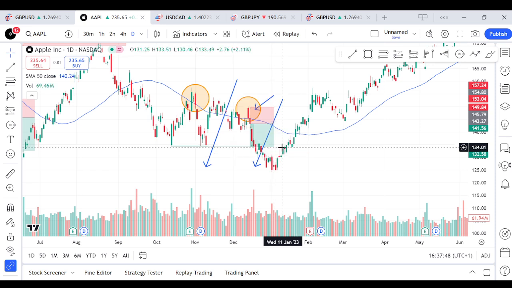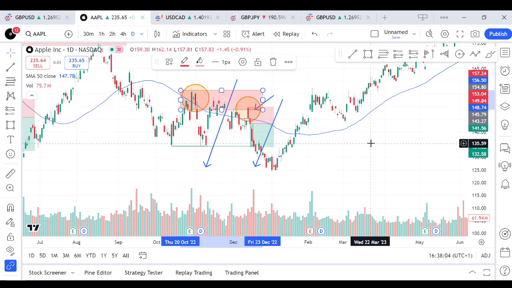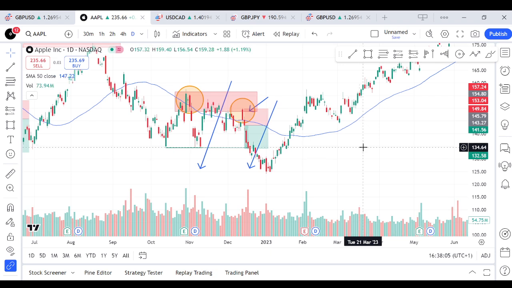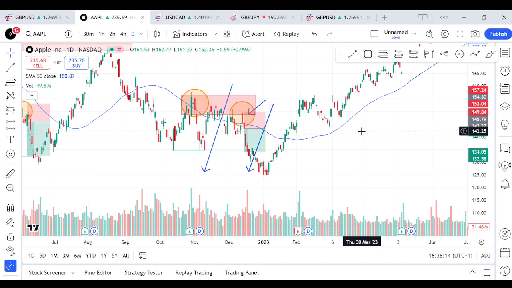So for additional confirmation, consider these technical factors. The volume should increase during the formation of the bearish belt hold. The pattern should form near a significant resistance level. And also look for bearish divergence on momentum indicators like RSI or MACD, or you could use the moving average also as added confluence. So right traders, there we have it. Tips for trading with the bearish belt hold pattern.